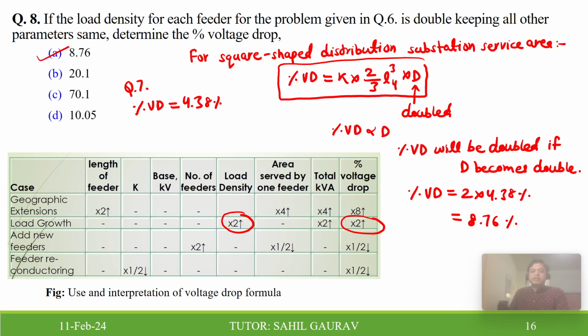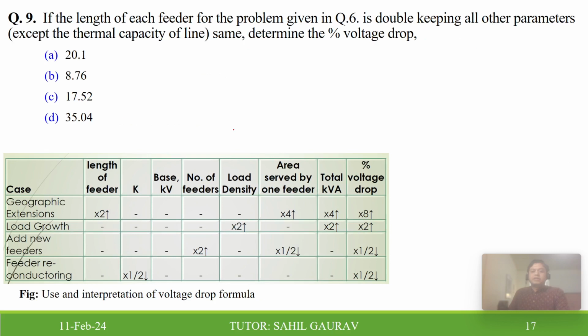Now let us see the next problem. In this problem, if the length of each feeder for the problem given in question 6 is double, keeping all other parameters except thermal capacity of line same, determine the percentage voltage drop. So we know that percentage voltage drop is K into 2 by 3 of L4 Q into D.